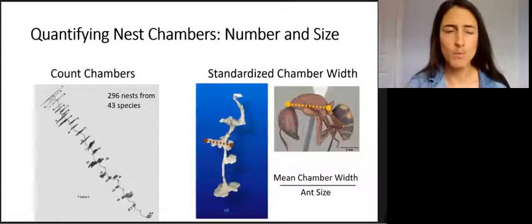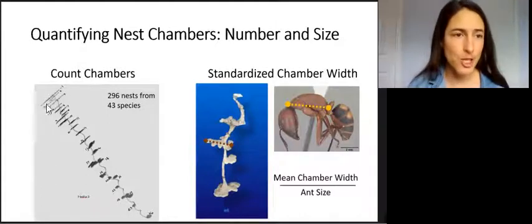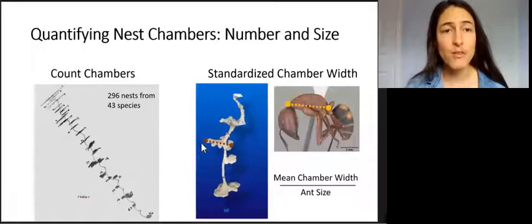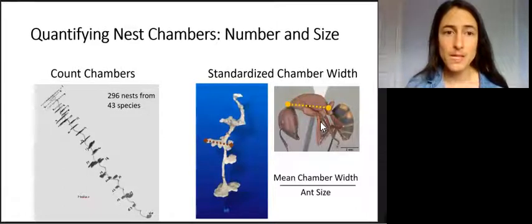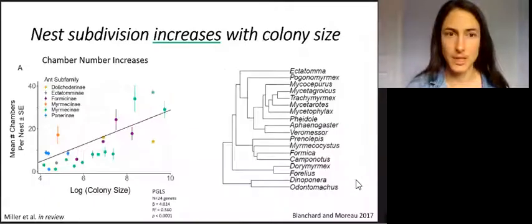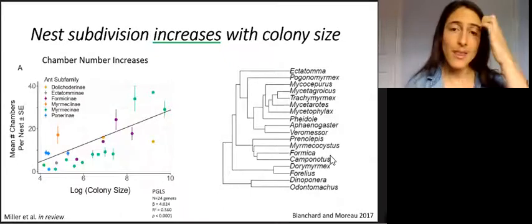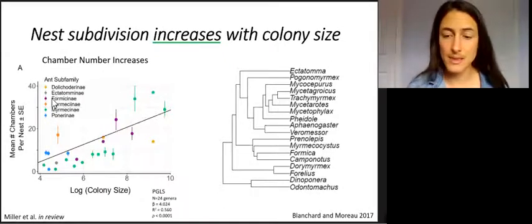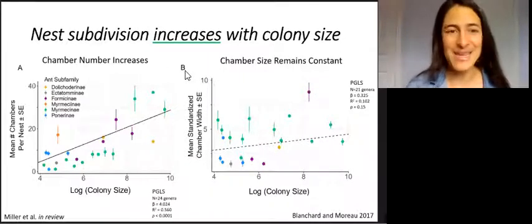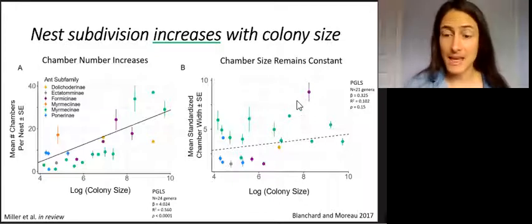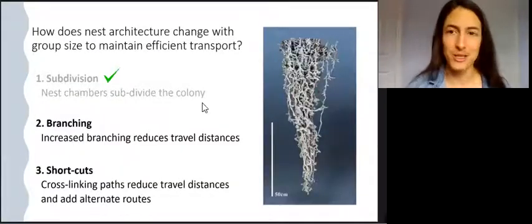And so to test this, we combed through the literature looking for nest castings, images, and excavations, focusing only on the ground nesting ants. We first counted the number of chambers in each nest, and then we measured the width of all chambers in each nest, but we standardized these measurements with the size of the ant of the species that resided in those nests. And then we compared these two measures with colony size while controlling for phylogenetic relationships. And what we found, as predicted, is that the number of chambers does indeed increase with colony size, but the size of those chambers remains constant. And this satisfies both predictions of the subdivision hypothesis.